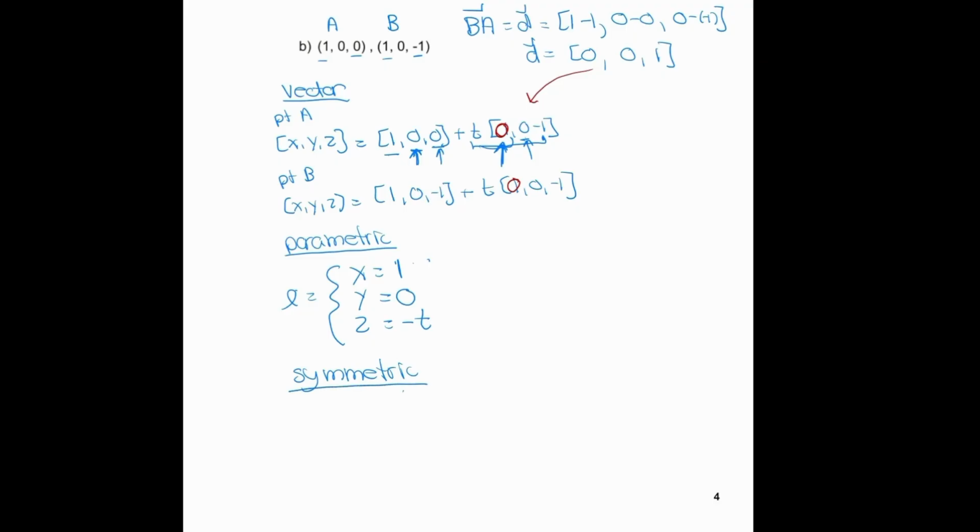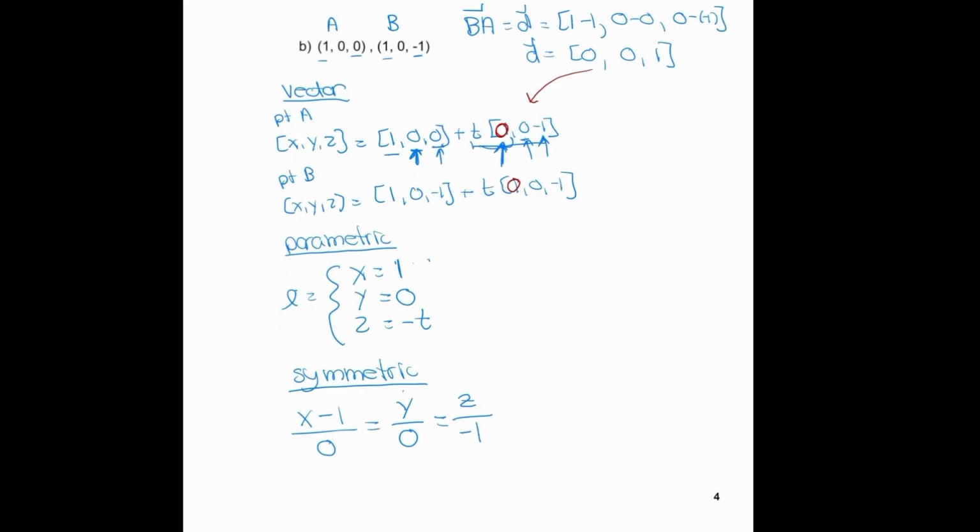Okay, so now for our symmetric, here we go again. We have x minus x naught. Well, x naught was 1, all over our a value, which is 0. And we have y minus y naught. Well, y naught was 0, so we just end up with y also over 0. That's our b value from the direction vector. Now we have z minus z naught, and z naught was 0, so we just have z all over our z value here, which is negative 1.